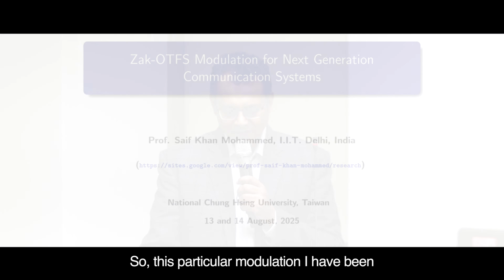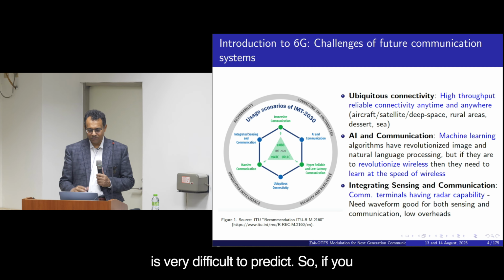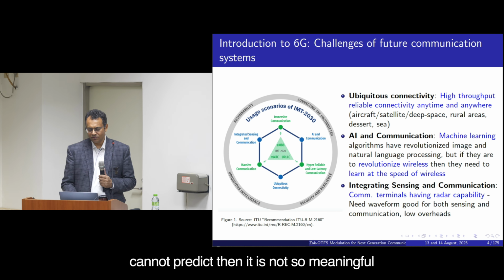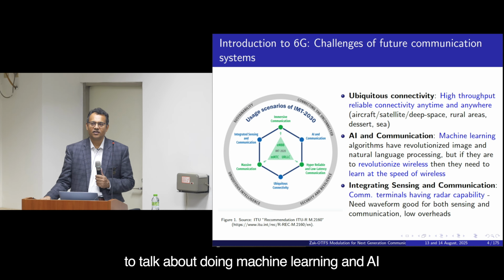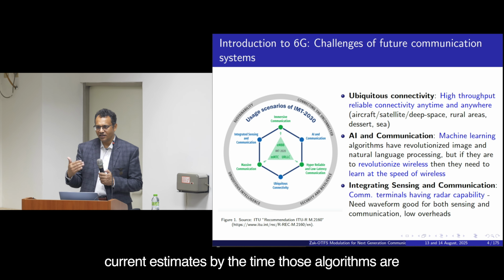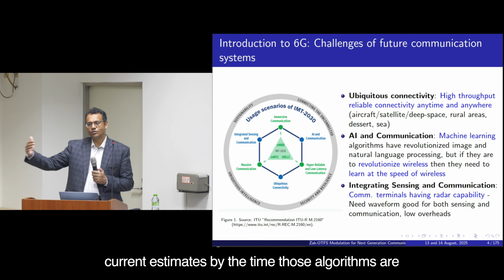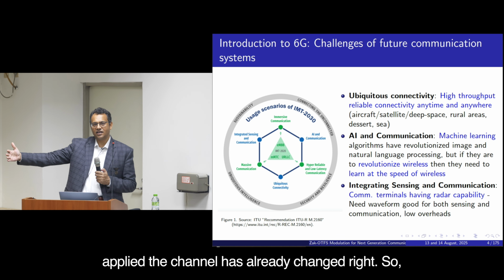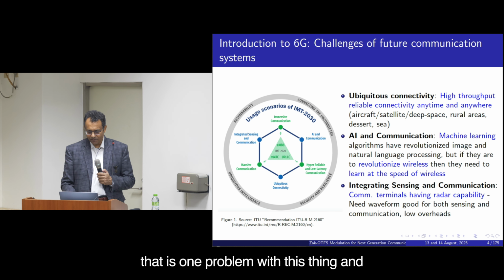The problem with time frequency signaling is that when you have delay and Doppler spread, especially Doppler, then the channel is changing in time, right? So it's very difficult to predict. So if you can't predict, then it's not so meaningful to talk about doing machine learning and AI, right? Because you base your prediction on your current estimates. By the time those algorithms are applied, the channel has already changed, right? So that is one problem with this thing.